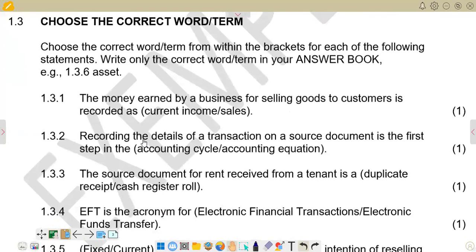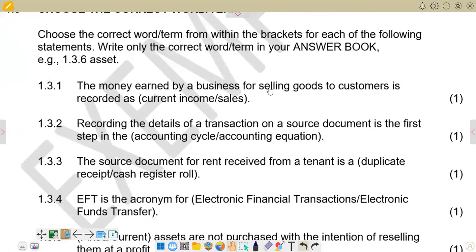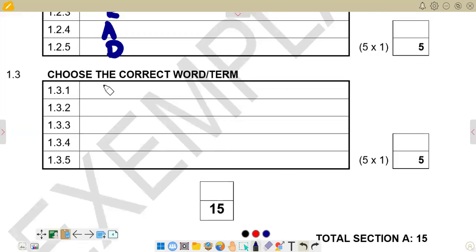So if we go to 1.3.1, it is the money earned by the business for selling goods to customers is recorded as, remember, whenever we sell goods, we are going to open a sales account. So it means the correct response that we have there is sales. So we can go to our 1.3.1 and indicate our sales as the correct answer. So here we are saying sales. Then we can go to the next response.